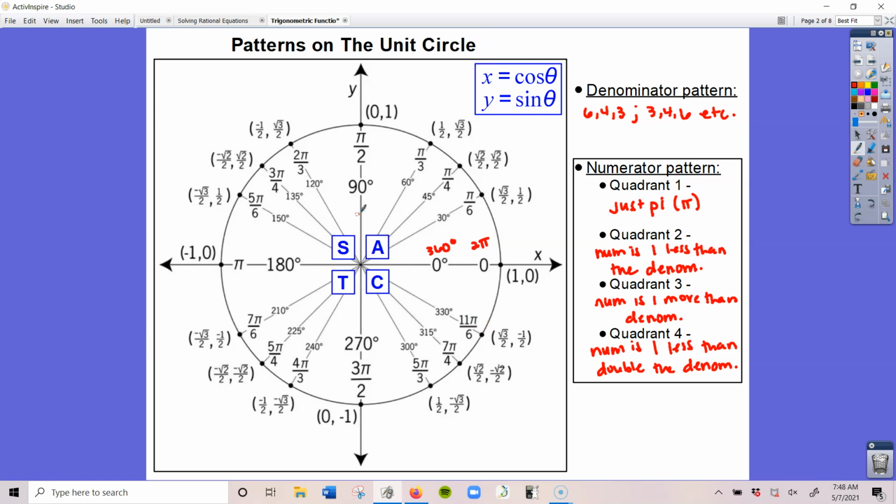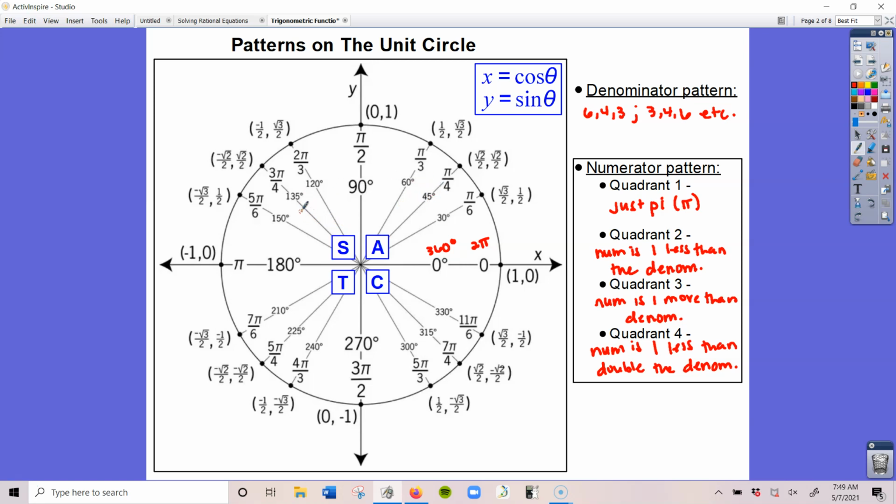because of ASTC. But I can use my reference angle to figure out what the value actually is, the numeric value. So let's say, for example, the angle we're trying to evaluate is 135. Let's say the cosine of 135. The cosine of 135, we can see here, is negative square root of 2 over 2. But let's say I didn't know that. The reference angle to 135 would be 45 degrees.